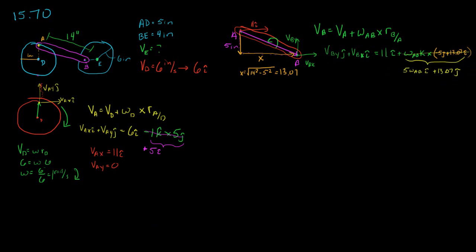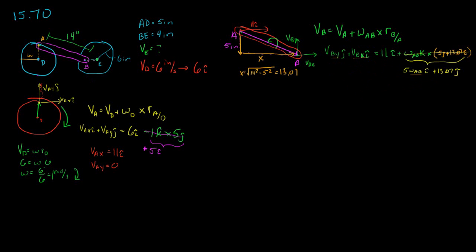But wait, if we separate our i and j components up, we're going to have three unknowns in two equations. We're going to have an i equation, a j equation. We're going to have an unknown right here, an unknown right here, and an unknown omega AB. So we're going to have to figure out some other equation for this velocity of B, or this omega AB.